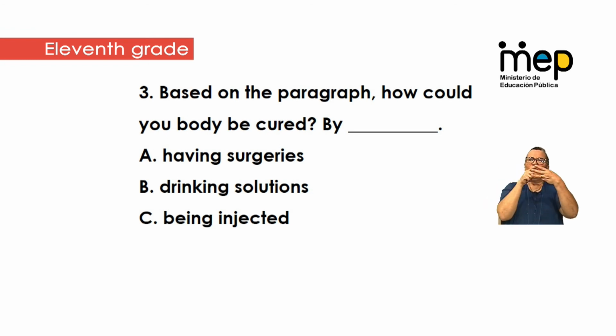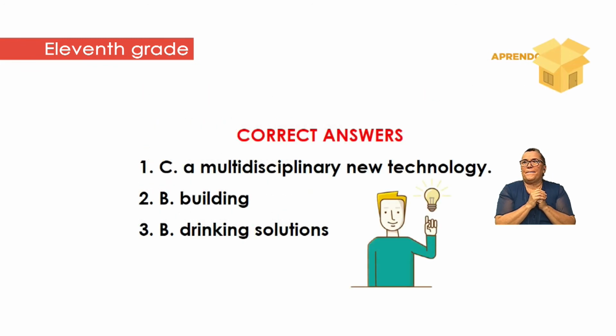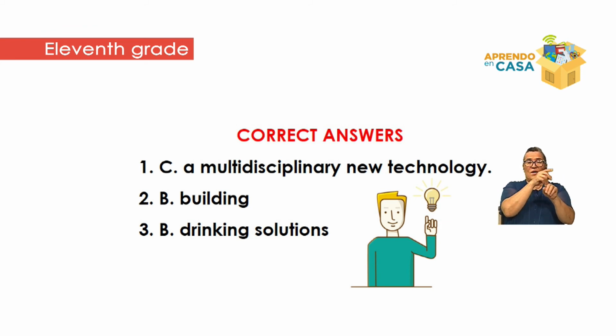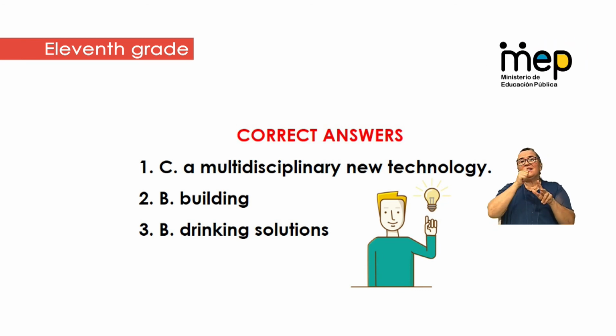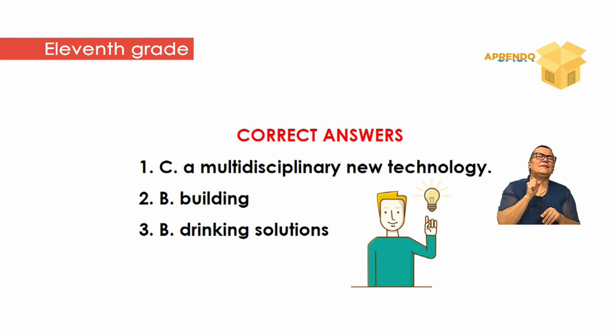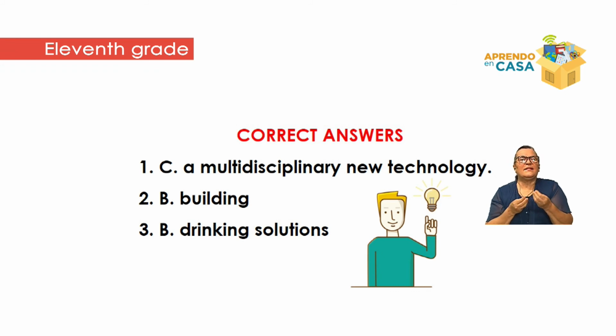Okay, guys. Now that we did the questions, let's go to the answers. Question number 1 is a multidisciplinary new technology. Number 2, building. Number 3, drinking solutions. Excellent. What do you think about the reading? Do you like it? Is nanotechnology helping people? Yes, excellent job, guys. Finally, let's assess what we did during today's class.